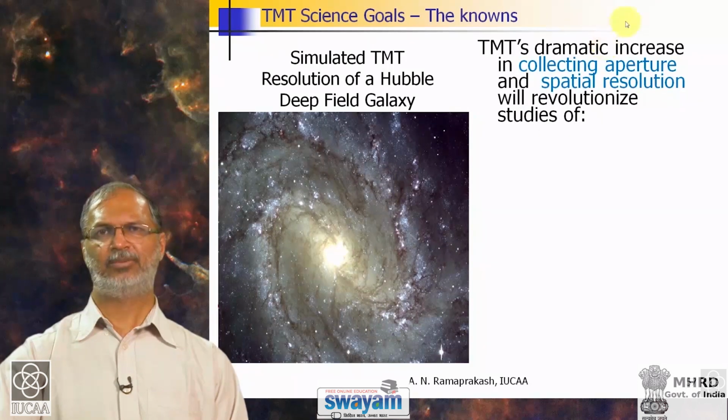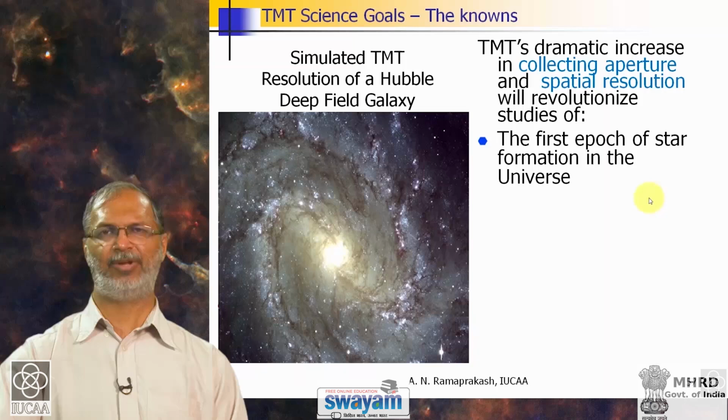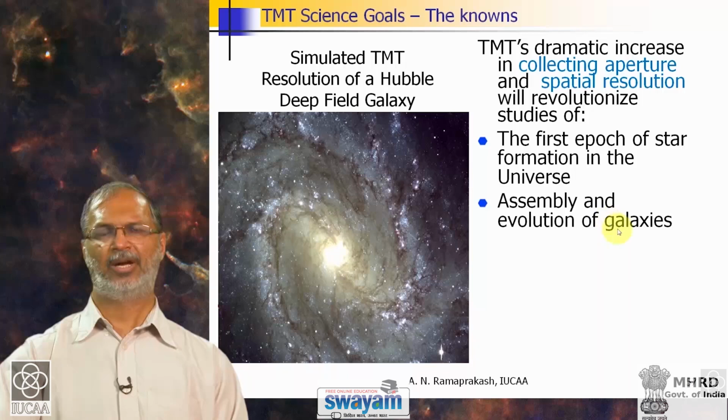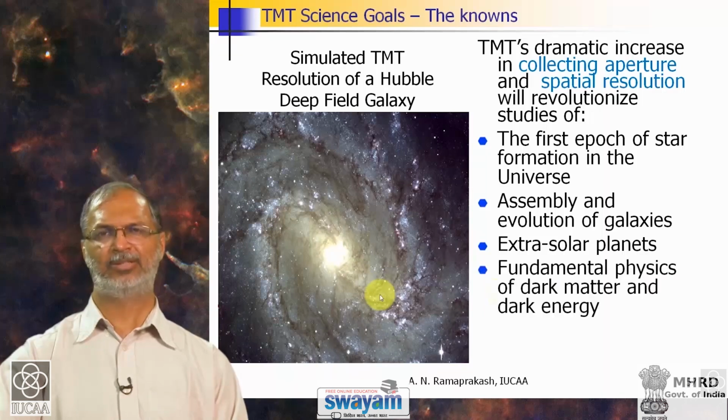So, TMT, with its dramatic increase in collecting area and spatial resolution, will lead to a revolution in the study of many things, such as when did the first stars form in this universe, when did these galaxies get assembled, are there extrasolar planets, can we image them, can we see if they have atmospheres like that of Earth, are there rocky planets, how far away are they from their parent stars, all these questions. Is there evidence of life on those planets?